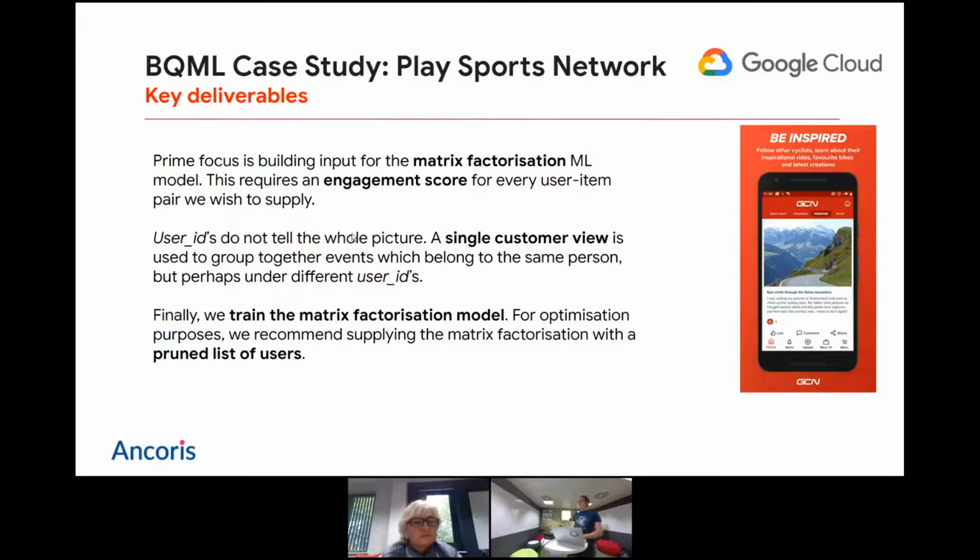We also built a single customer view for them because they weren't really sure. User IDs were evolving. It was actually the same person, but it was difficult to track if it was the same person or not. So once we got the engagement score and the single customer view, then finally we essentially used BigQuery ML to train this matrix factorization model.